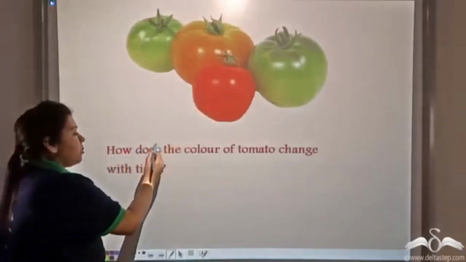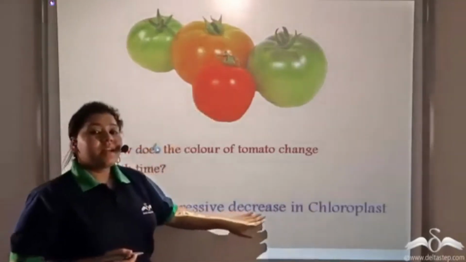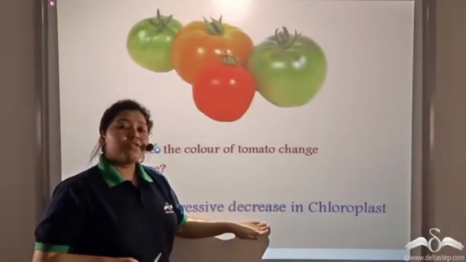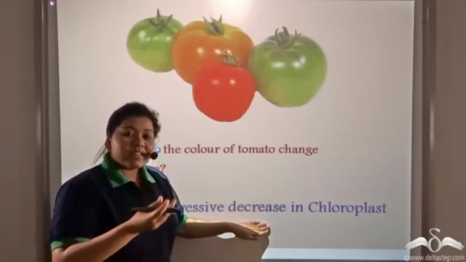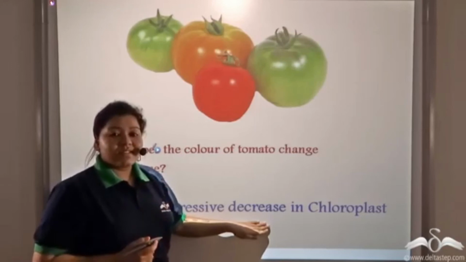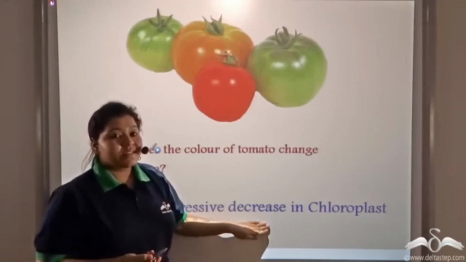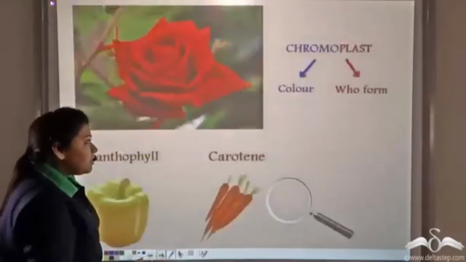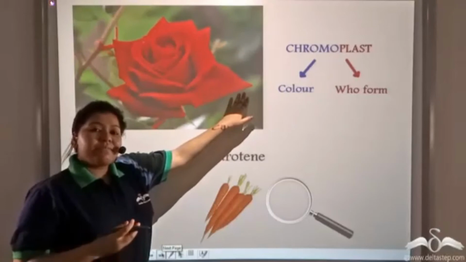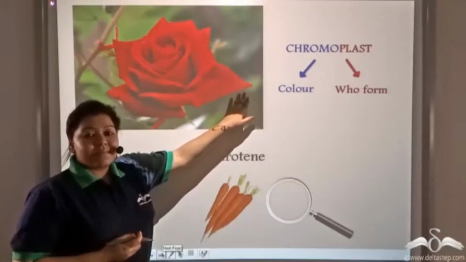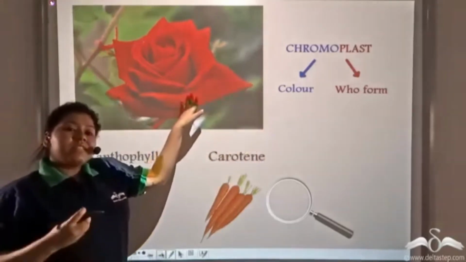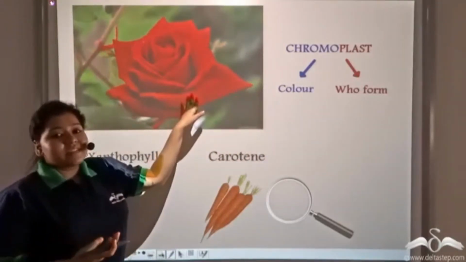This is because of the progressive decrease in the number of chloroplasts and the progressive increase in the number of chromoplasts. So the green color decreases and gives way to the more prominent red color. So what are these chromoplasts? Well, chromoplasts are organelles present in the plant cells that have many bright pigments inside them. So chromoplasts are organelles that give the plant different colors except green.